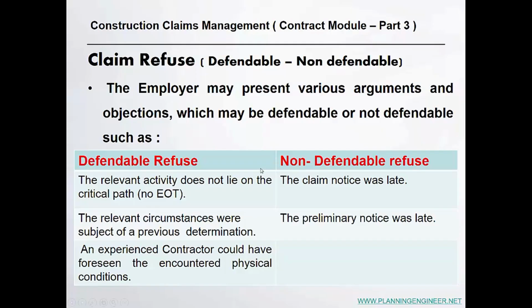However, what I want to highlight here, the non-defendable refusal: the claim notice was late or the preliminary notice was late. You need to submit the notice on time and you submit the claim itself on time. You have to notify the client officially by a letter that there is a claim, and this is before 28 days after the events happened.